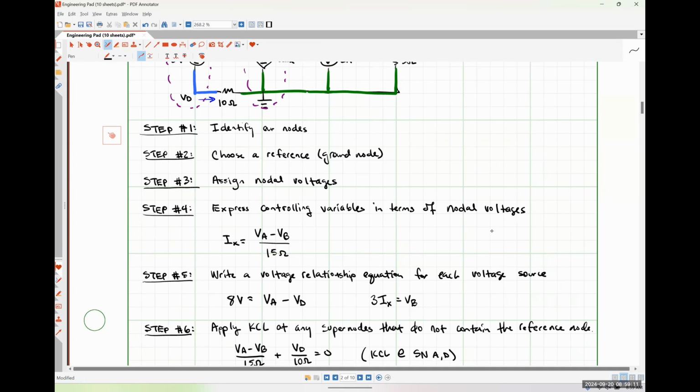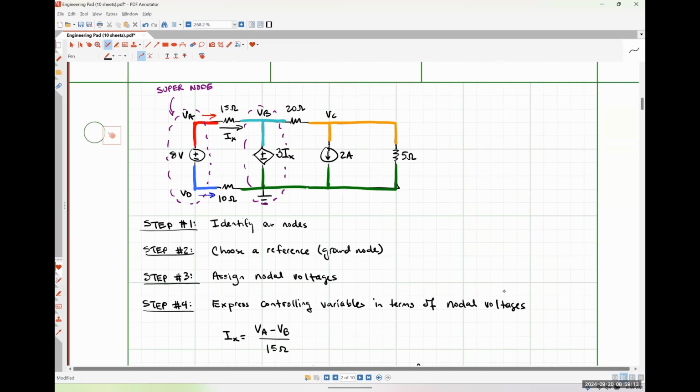All right, and so now we are at the point where we could write KCL at our remaining nodes. And the only one that we don't have taken care of is just node C. So now we'll write KCL at node C, which is just this guy plus this guy plus this guy.